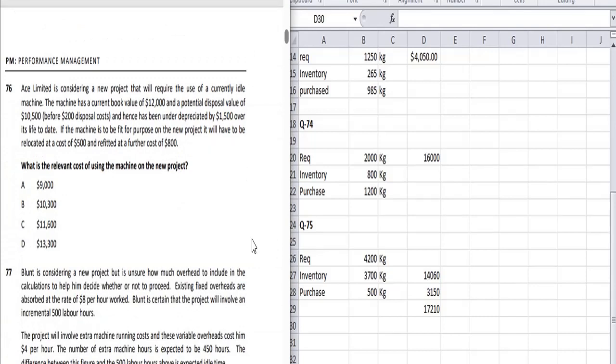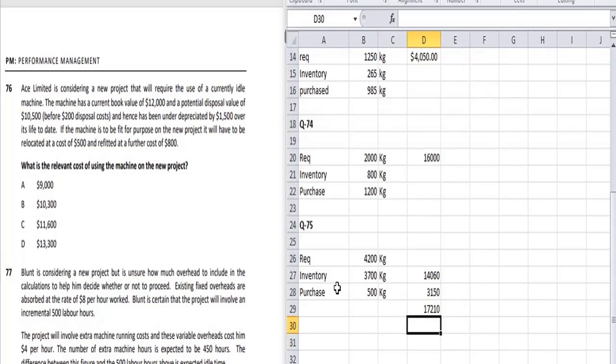Okay, so next: what is the relevant cost of using the machine on the new project? This one is for the relevant costing regarding the machine. AC Limited is considering a new project that will require the use of a currently idle machine, and the machine has a current book value of 12,000. Okay, so the current book value will be the sunk cost for the machine, and a potential disposal value of 10,500 before the 200 of disposal cost.